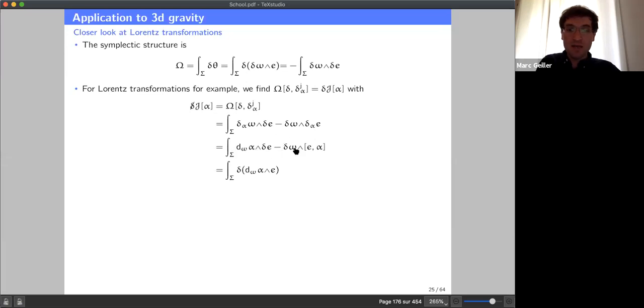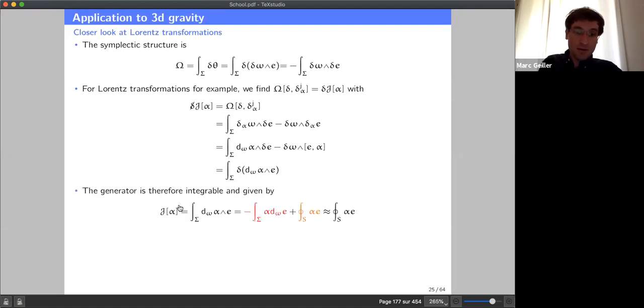And then by just manipulating this, you can show that this is a total variation delta of d omega alpha wedge E. So we just showed here in the case of Lorentz transformations that the generator of these gauge transformations is actually integrable, because immediately we obtain the variation delta in front of the expression under the integral. So we can pull the variation out and really give a meaning to the generator J of alpha.